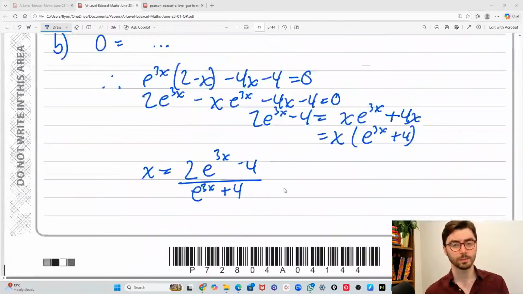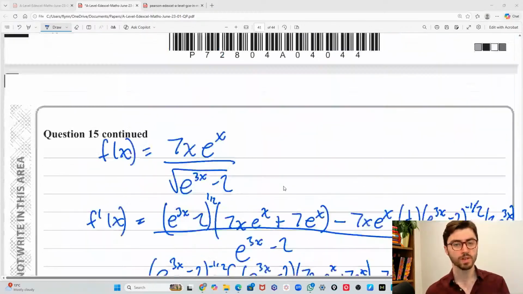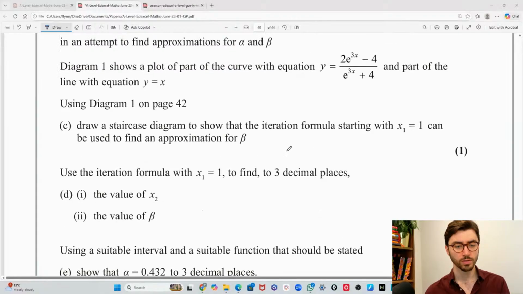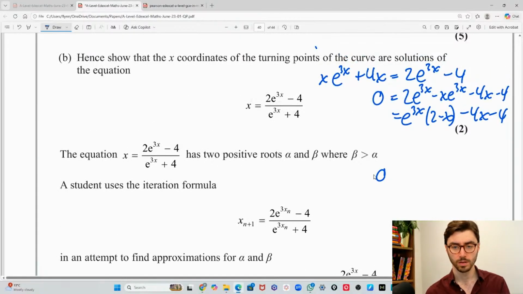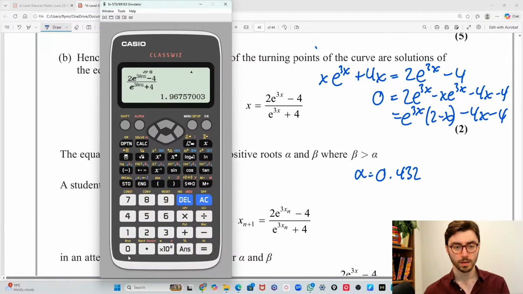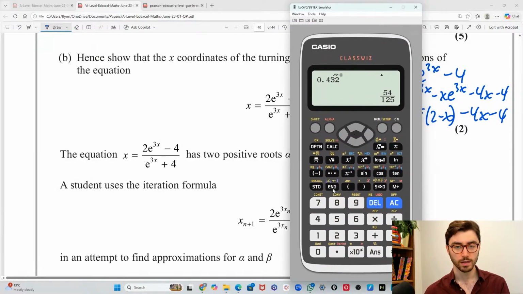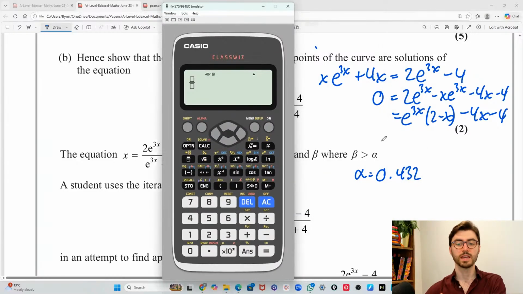So what am I meant to show? Hold on, let's just plug it in. 0.432. So suitable interval, so we're going to have to try something else.